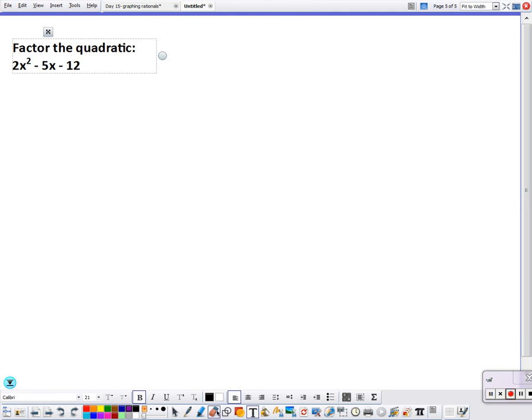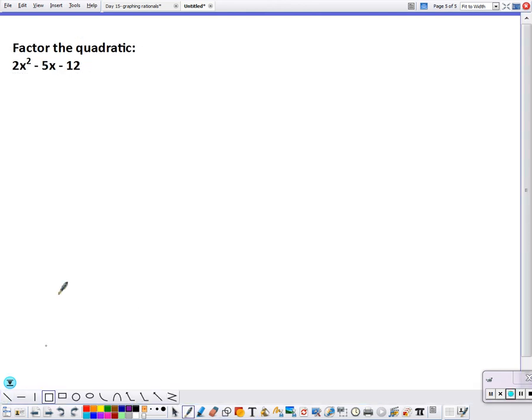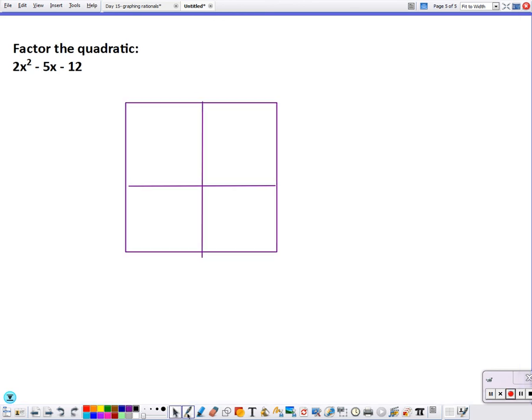All right, again, we want to build the box, but we want to be really careful because this one is not as easy because it doesn't start with a 1x squared. In the first box, we're going to have 2x squared, and in the last box, we're going to have minus 12.